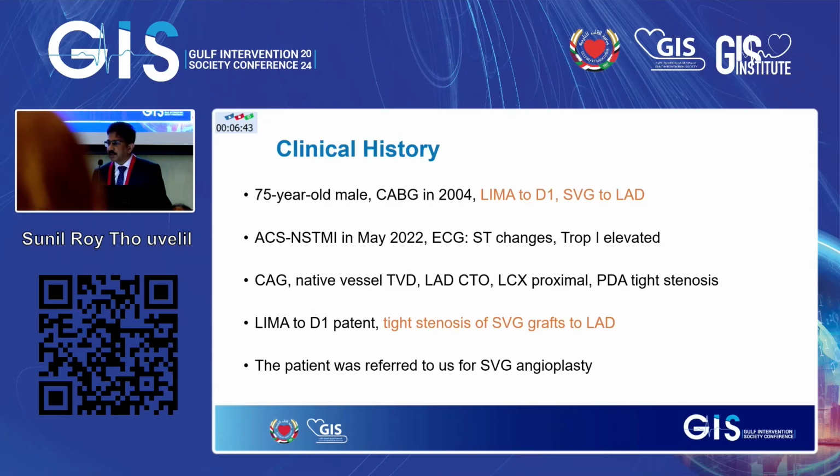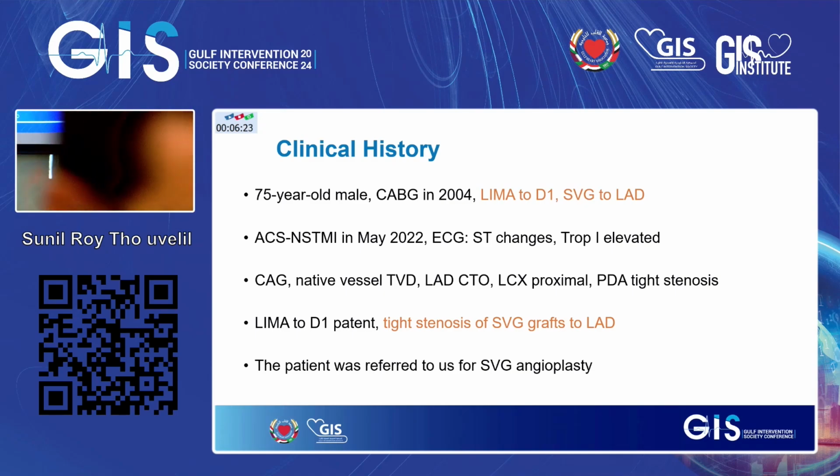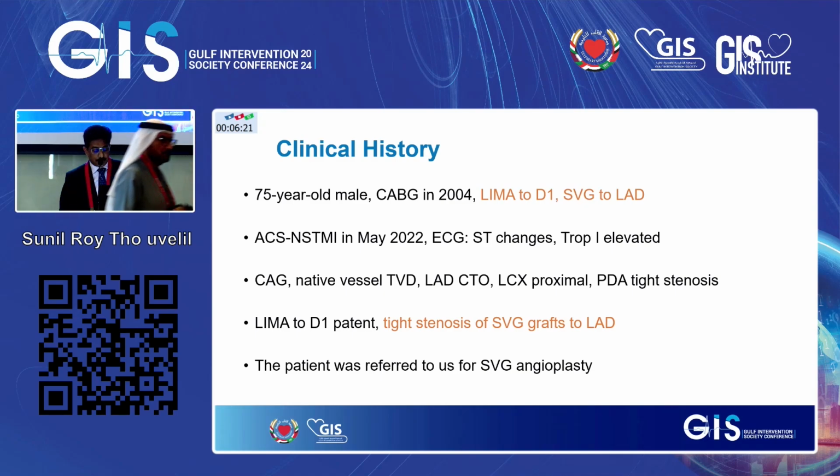Our patient is a 75-year-old male. He had a CABG in 2004, with LIMA to LAD and SVG to D1, and SVG to LAD. We don't know why. He had an acute coronary syndrome in May 2022. ECG showed ST-T changes and troponin was elevated. He underwent an angio there, which showed native triple vessel disease, with patent LIMA to diagonal and tight stenosis of the SVG graft to LAD. The patient was referred to us for saphenous vein graft angioplasty.